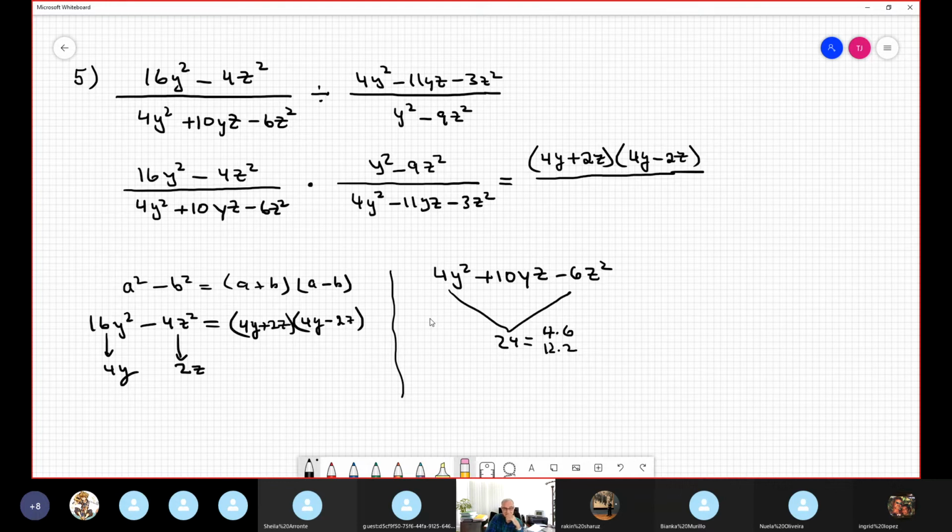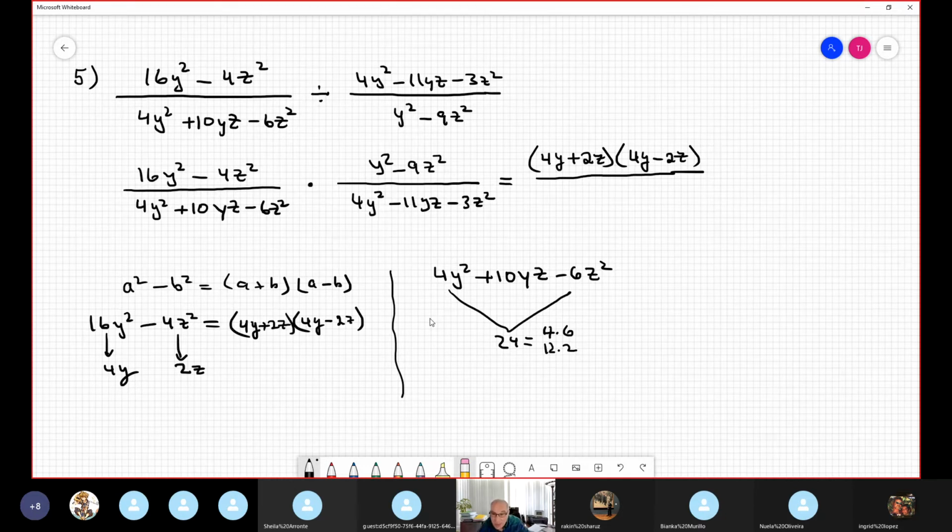Come on, help me. Maybe the second one? You think 12 and 2 is maybe better than 4 and 6. The reason, Noela, is because the trinomial contains a negative sign. See, if the trinomial contained only positive signs, maybe 4 and 6 is good because it's addition. However, for subtraction, 12 and 2.